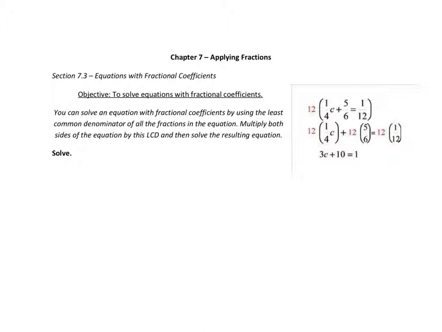So in this example, my denominators were 4, 6, and 12. The least common denominator was 12. So if I multiply that whole equation by 12, it's like the distributive property. You distribute the 12 to the 1/4 c, to the 5/6, and to the 1/12, which is what they do down here. When you do that, your denominators will cancel out. So that first term, the 4 will cancel out and you're left with 3c. The second term, the 6 will cancel out and you're left with 2 times 5, which gives you 10. And it's equal to 12 times 1/12, which gives you that 1.